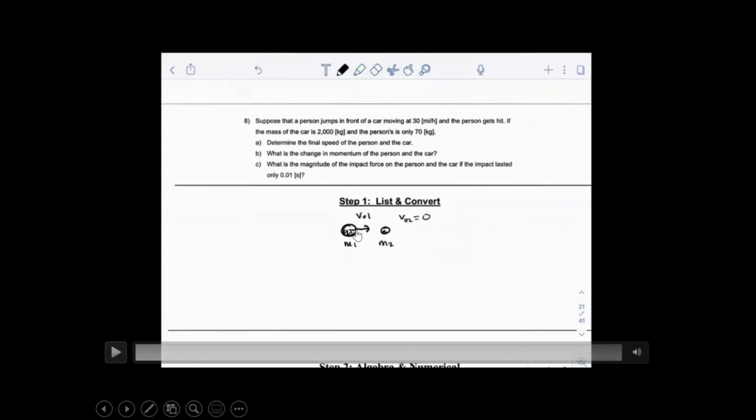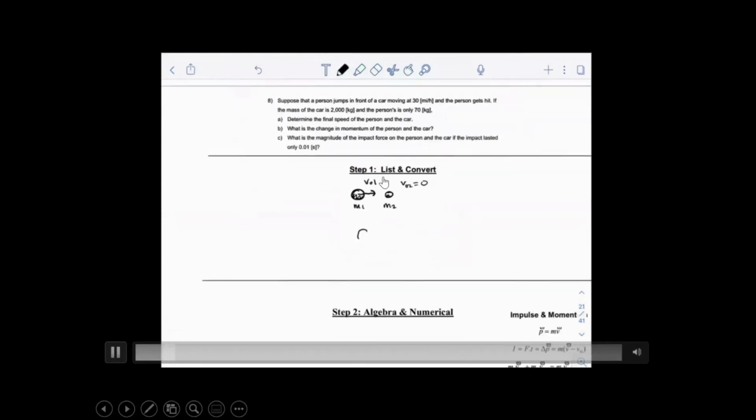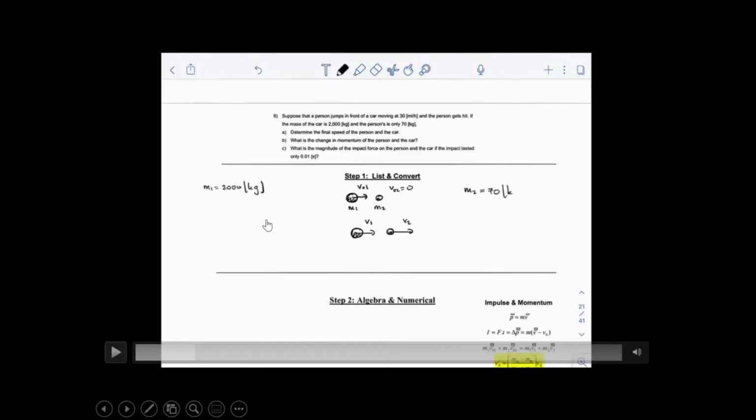Right, so a bigger mass and a smaller mass. The car is moving at 30, and the person is not moving. After impact, the car is going to keep moving at almost the same speed, slowing down a little bit, and the person's speed is going to be nearly twice the speed of the vehicle. So that's what we expect to see, and let's check to see if that's what we get.